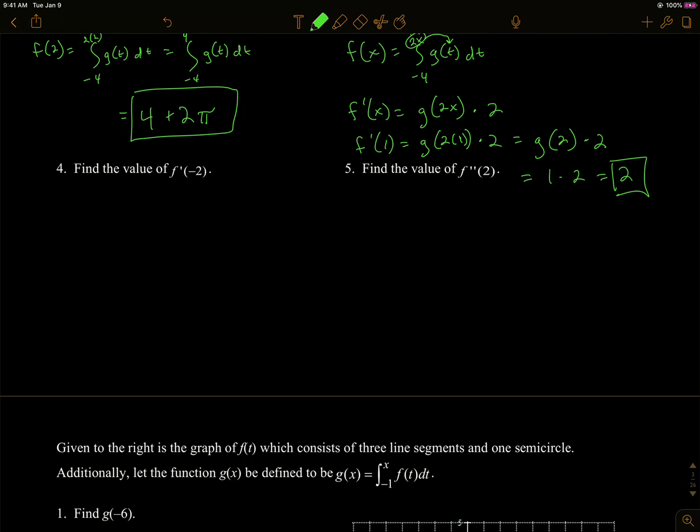Take a second and try to find the value of f prime of -2, and then see if you get the same answer as me. You can pause it and try it. All right, welcome back. I got -2. So again, you can ask me in class if you're having trouble with that one.